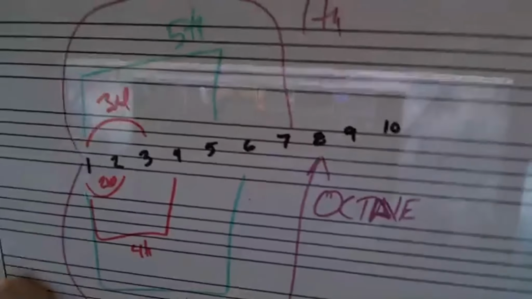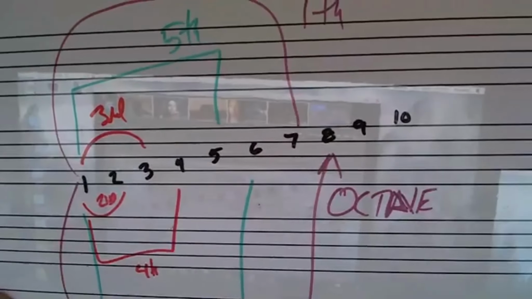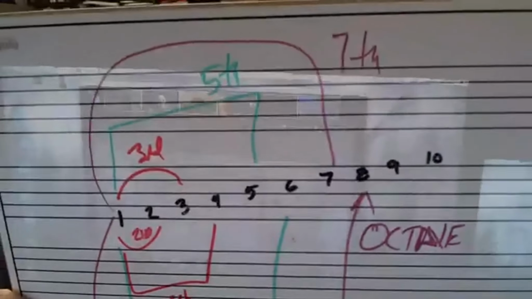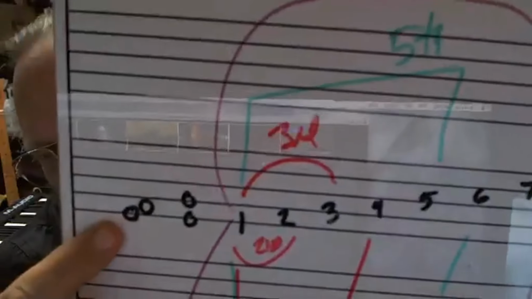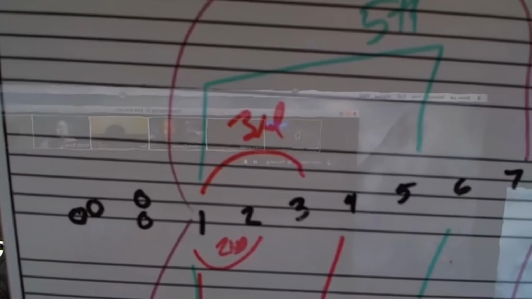So here's what we got. The distance from one line to one space is called a second, right? And two lines is called a third. 1 to 3 is a third. So when you look at music, if you got this and this, you got a line and a space, right? That's a second. And the next one's a third. Oh, okay.